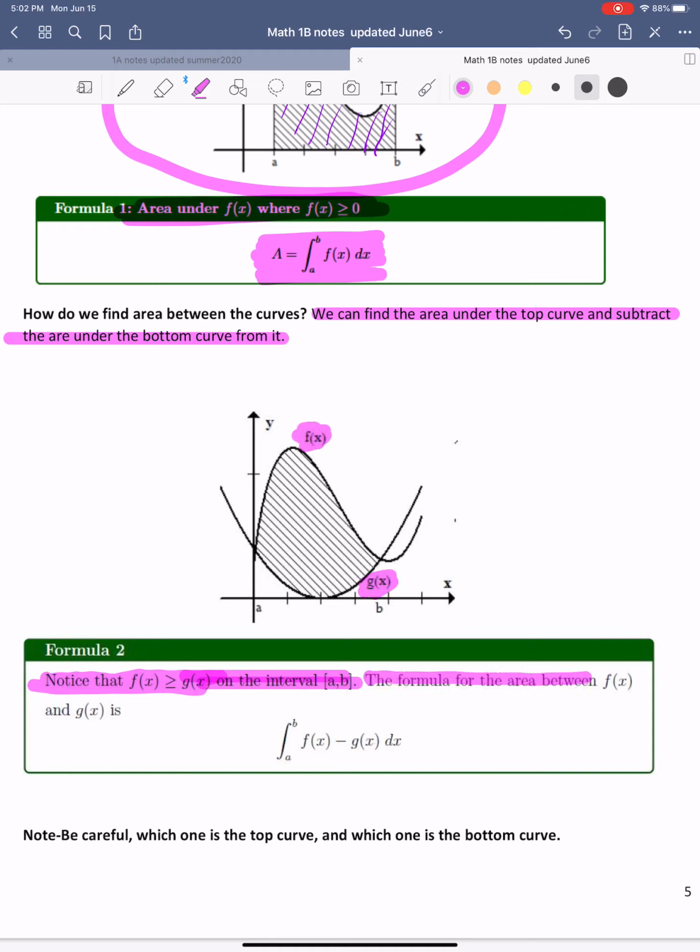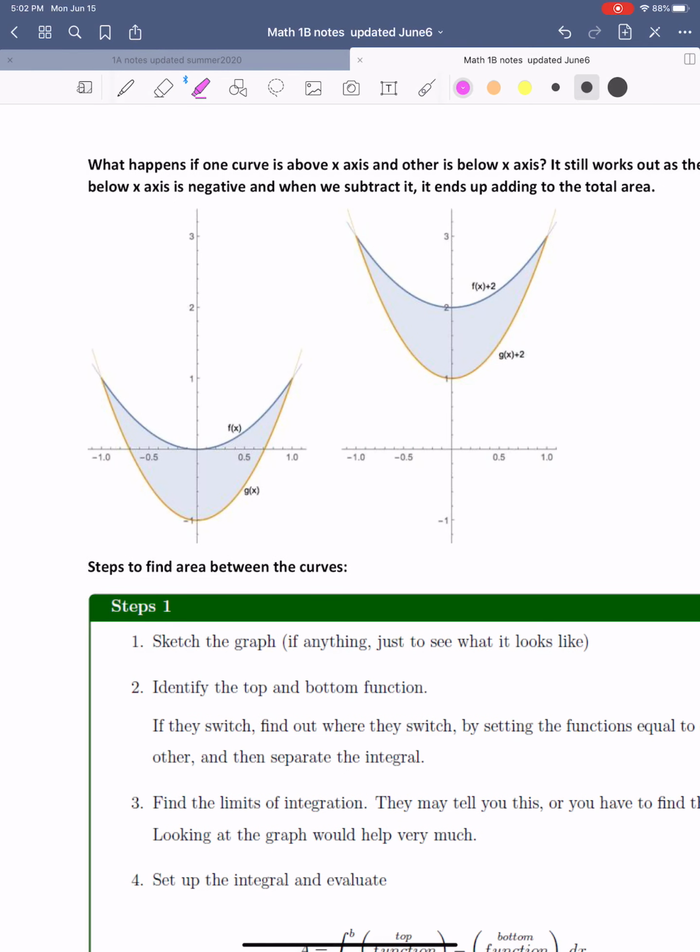The formula for the area between f of x and g of x is integral a to b of f of x minus g of x dx. So again, be careful which curve is on the top, which curve is on the bottom. If you don't have that correct, you would not have the correct area. You'd have the opposite.